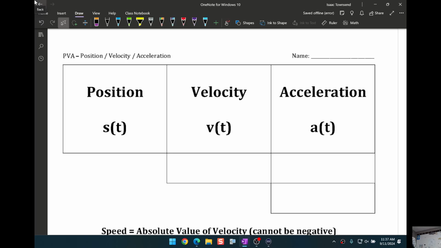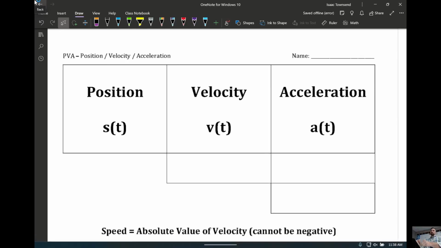We need to talk about how a function that represents position relates to a velocity function, and how the velocity function relates to acceleration function. Now, we're going to be doing these type of questions all year long because we do derivatives this semester, but when we do integration next semester, we're going to be doing the same thing in the other direction.